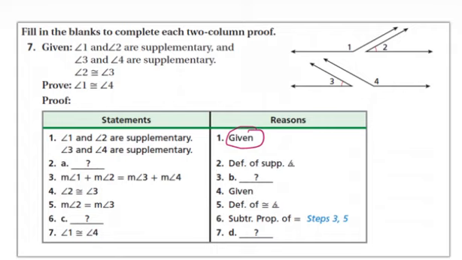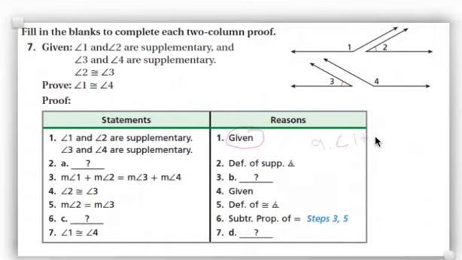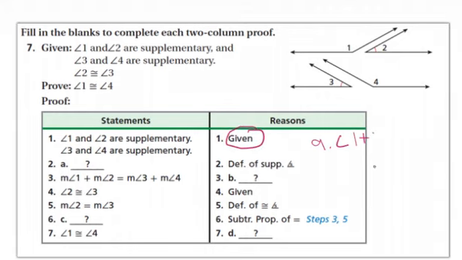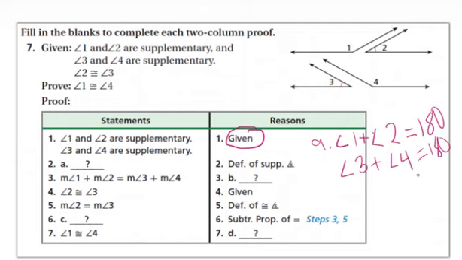Next, blank, definition of supplementary angles. What we're actually going to write for A, and I'm going to write it over here because we have less space over there, is angle 1 plus angle 2 equals 180. That's the definition of supplementary. And angle 3 plus angle 4 equals 180. So those both equal 180. That's what it means, definition of supplementary angles.